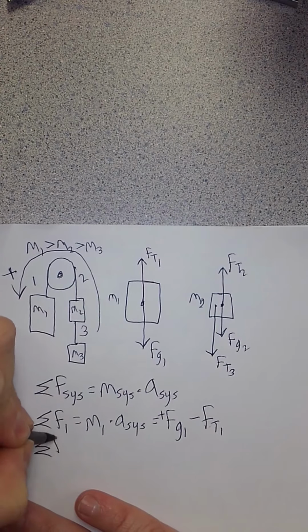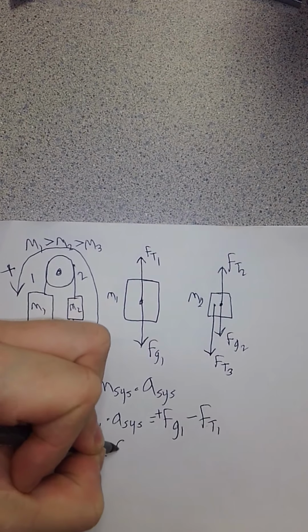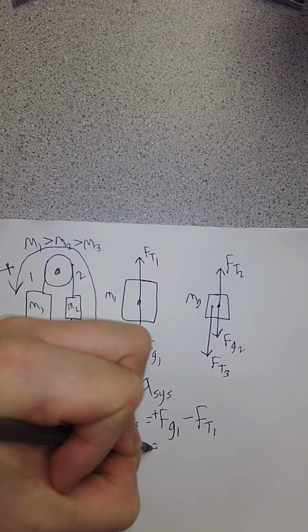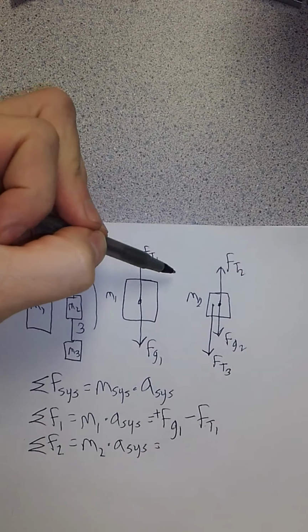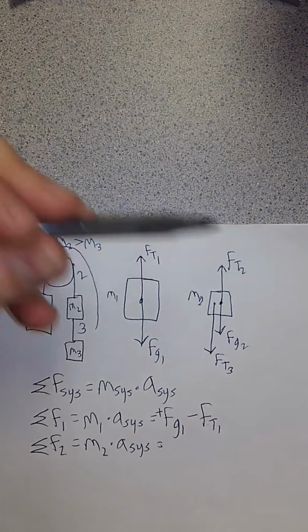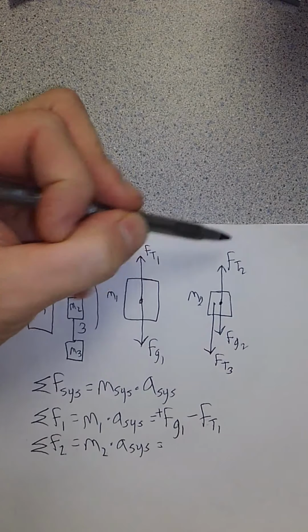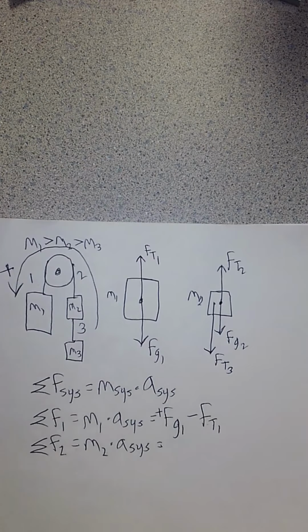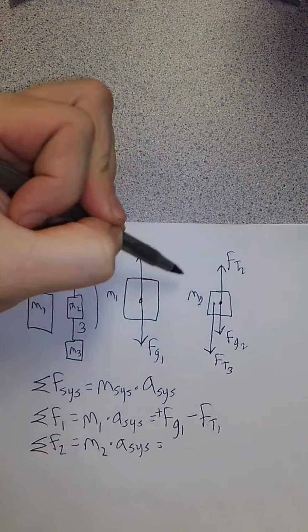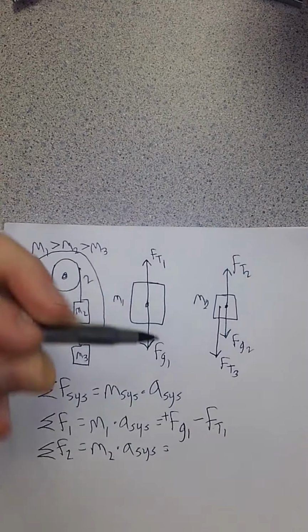All right, same thing for number 2. I've got mass 2, I've got acceleration of the system. Now, mass 2 is a little bit complicated because it's got a lot of stuff going on. Mass 2's got a tension, it's got weight, it's got another tension, so I've got to be very careful. Keep in mind the flow from this diagram right here is going to tell us whether these are positive or negative.